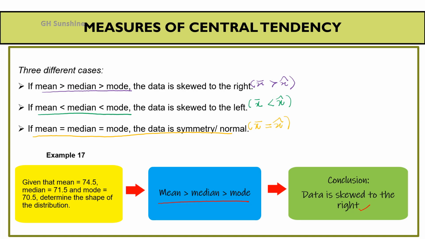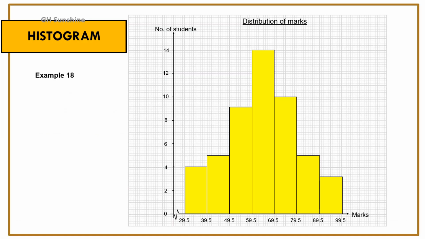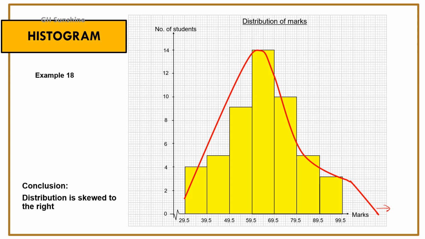So second method here is using histogram. So we will use previous example, distribution of marks. So how do we determine the shape of the distribution using histogram? Like that. So look at the skewness. So the skewness here is skewed to the right. Therefore, distribution or data is skewed to the right.